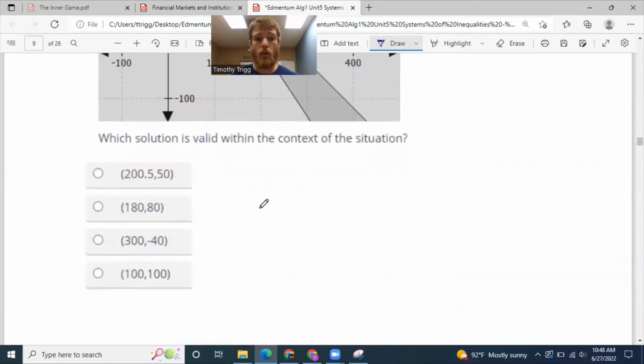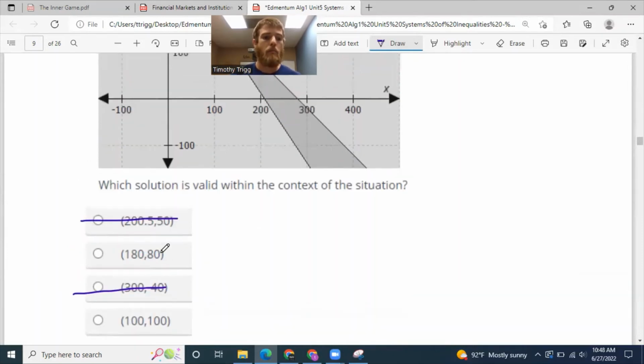Well, a couple things. We can't have negative tickets. We also can't have fractional numbers. So this one has 200.5. You can't have 0.5 of a ticket, right? But let's see which of these two coordinate points is actually in the solution set.